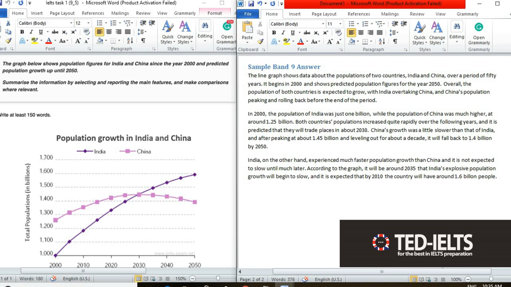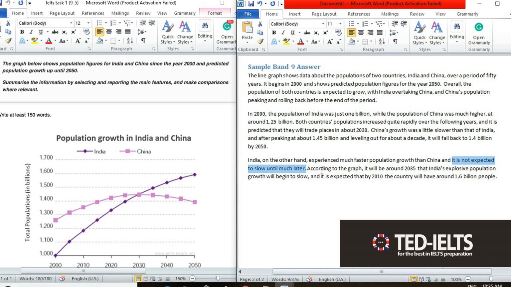Okay, so I've started a new paragraph here, and I've decided to talk about India to shift the focus away from China. I've already pretty much described China's trend here. Now talking about India, I'm going to talk about how it was much more rapid growth than that of China. So I say experienced because we're talking about this first part, which was in the past. And I then switch over to the future. It is not expected to slow until much later.